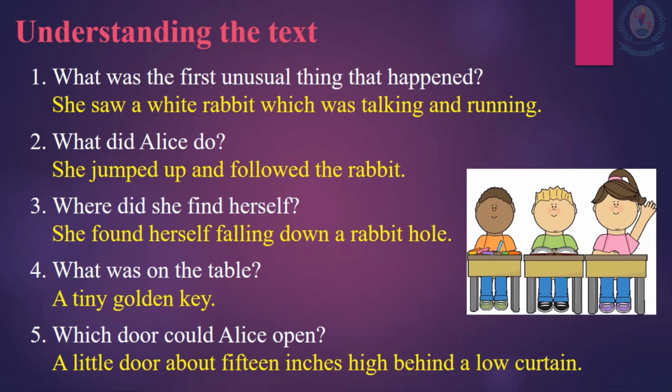Okay, let's move to the activities in page number 49. The first part is understanding the text. Let's read the first question. What was the first unusual thing that had happened?